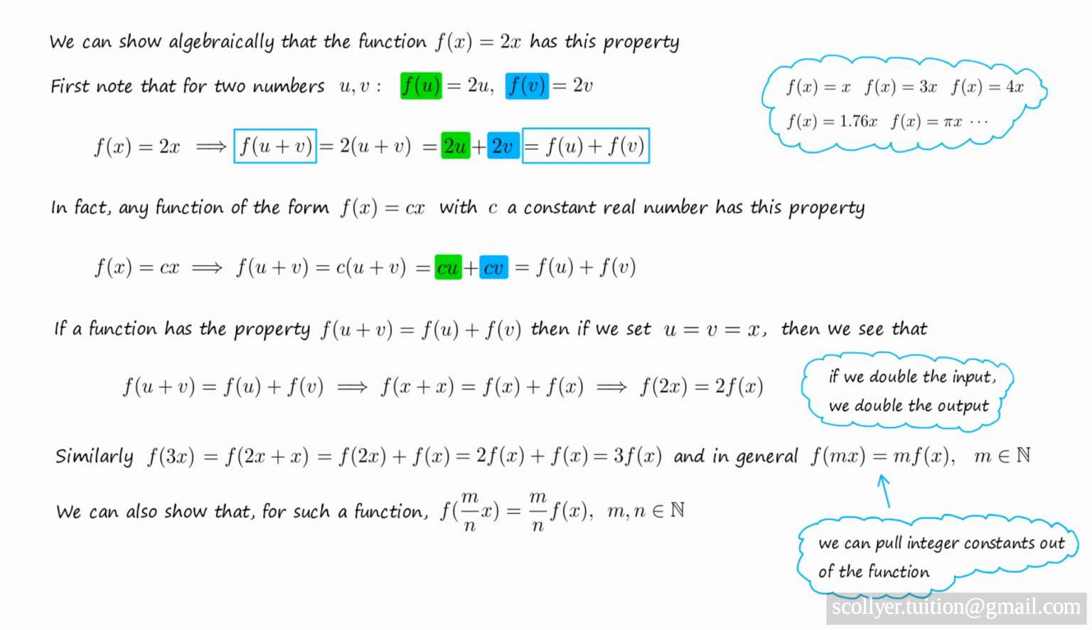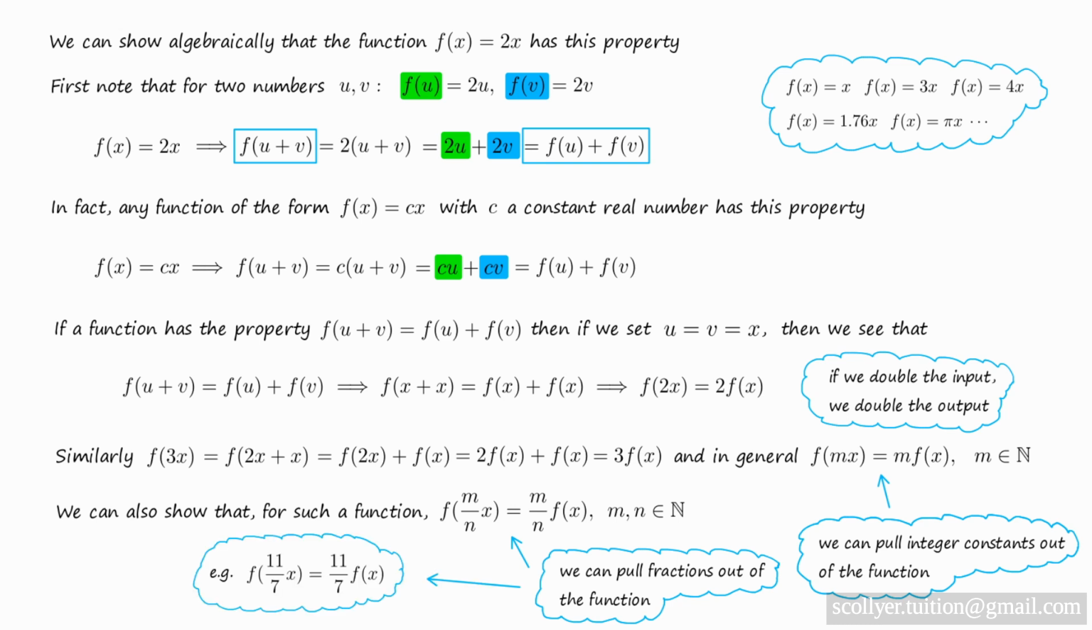In fact, with a bit of extra work, we can also show that for such a function, f of m over n times x equals m over n times f of x. And this tells us that we can pull fractions out of the function. So for example, f of 11 over 7 times x equals 11 over 7 times f of x. And at this point you may wonder if we're allowed to pull any real number constant out of the function. So for example, is f of pi x equal to pi times f of x?